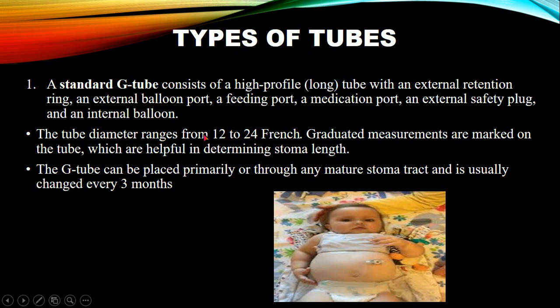Now the sizes range from 12 to 24 French. So depending on the size of the baby and age of the child, we select which type of tube we require, and it has graduated measurements. Graduated measurements means there will be some lines, okay. Similar to that, we know how much is inside and how much is outside. So graduated measurements are helpful in determining the stoma length. And this gastrostomy tube is placed primarily through a mature stoma tract, and it is to be changed every 3 months or as per the manufacturer's instructions.